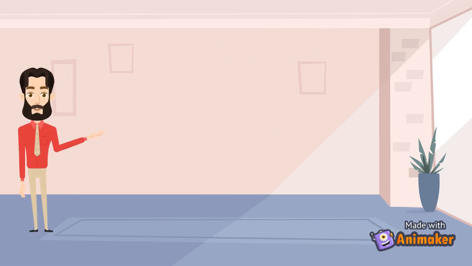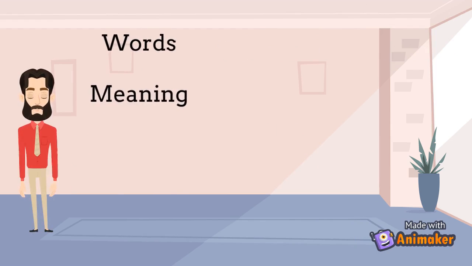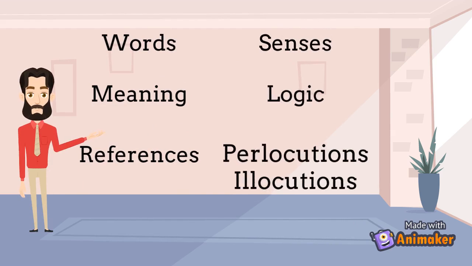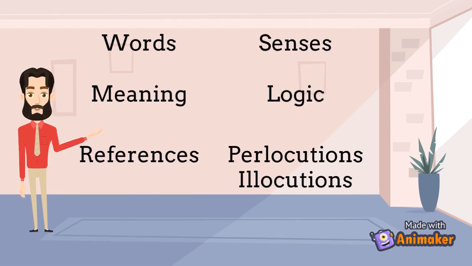As is well known, semantics has different factors related to words, meaning, references, senses, logic, perlocutions, and illocutions. This is really helpful because people can be in context according to the different situations. Here, we are going to explain techniques and how to use them in the classroom.